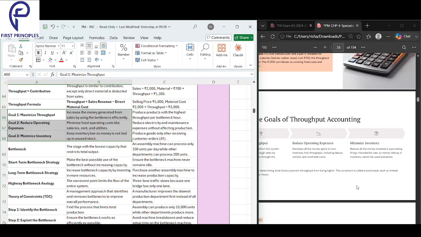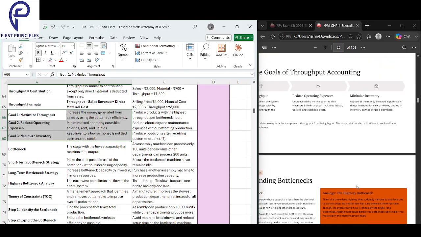Throughput is nothing but, in this case, only direct material is considered as a variable cost. So what you do is sales minus variable cost, like we calculate contribution. Here you do sales minus direct material cost, and you'll get your throughput. And one of your goals is to maximize the throughput. Okay, so now we'll focus on the bottlenecks.